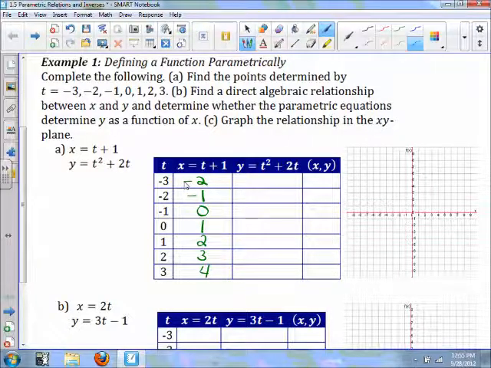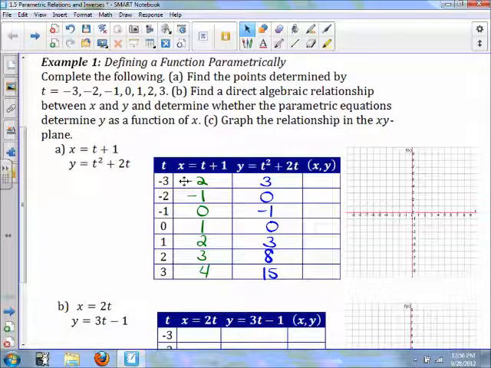Now for y, it's going to be t squared plus 2t. So what we'll do, -3 squared is 9, plus 2 times -3, which is -6. So 9 plus -6 is 3. 4 plus -4 is 0. Then we'll put -1 in, so we'll have 1 minus 2 is -1. And then when you put 0 in, we'll end up with 0. Put 1 in, we'll end up with 3. Sorry, when you put 2 in, we'll have 4 plus 4, which is 8. Then when we put 3 in, we'll have 9 plus 6, which is 15.